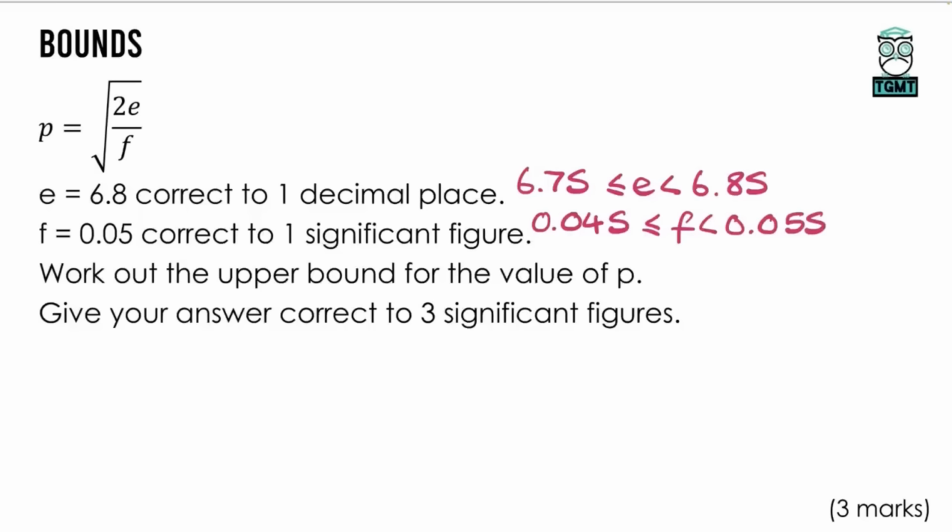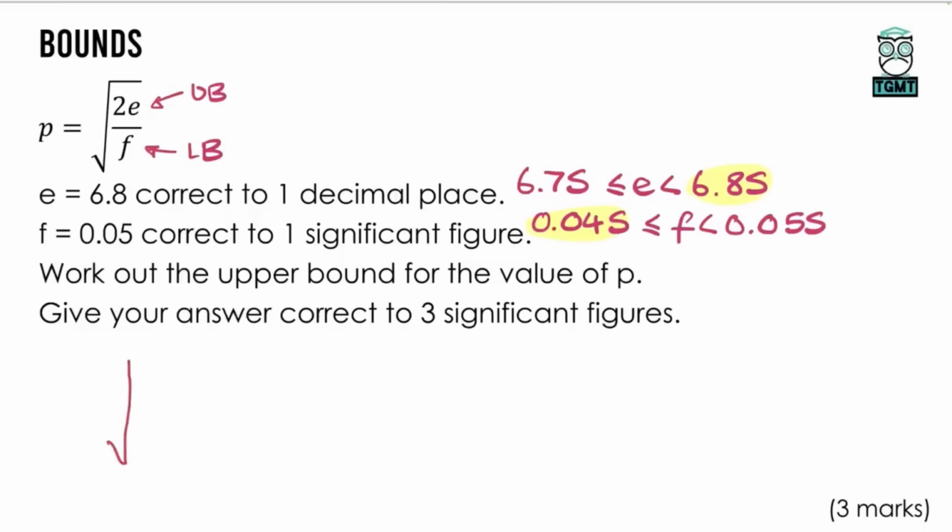It says here to work out the upper bound for the value of p. So to get the upper bound, which is the biggest possible answer, we want to have the biggest possible answer here on the top divided by the smallest on the bottom. So this will be the upper bound on the top and the lower bound on the bottom. So for E, we want to use our biggest possible number, 6.85. And for F, we want the smallest possible answer, so 0.045. So all we need to do is type that into our calculator.